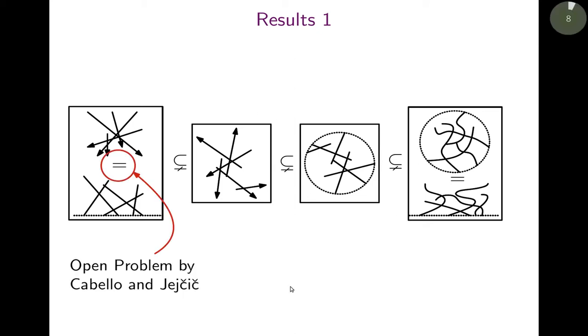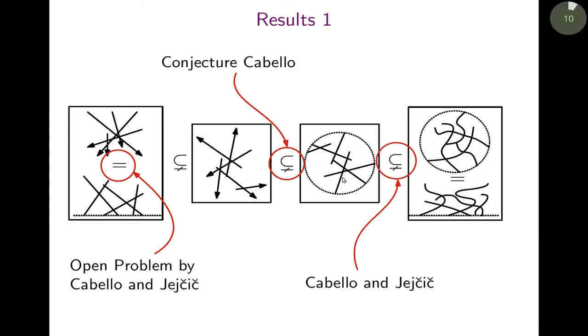So let me say something to this. Despite the fact that the proof, as I will show you, is very easy, this was an open problem by Cabello and Jejčič. I apologize for not being able to pronounce this name properly, but they asked this open problem recently. That these two graph classes are not the same was a conjecture by Cabello, and it was already shown by Cabello et al. that those are not the same. So this is not new.